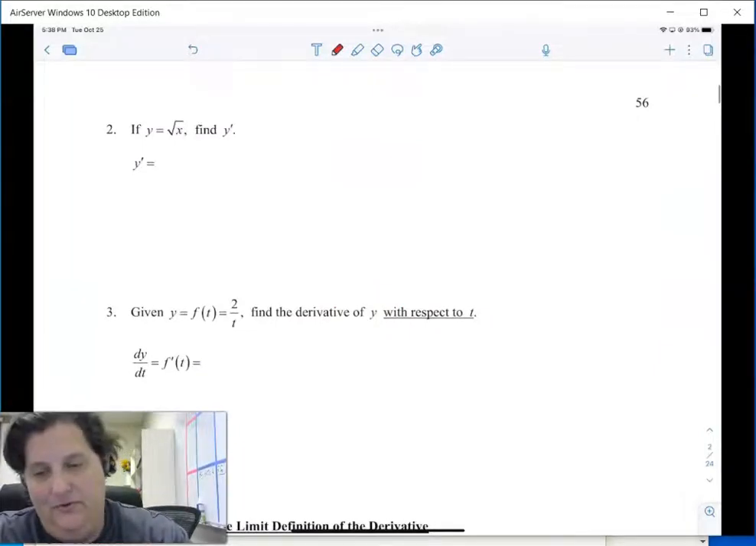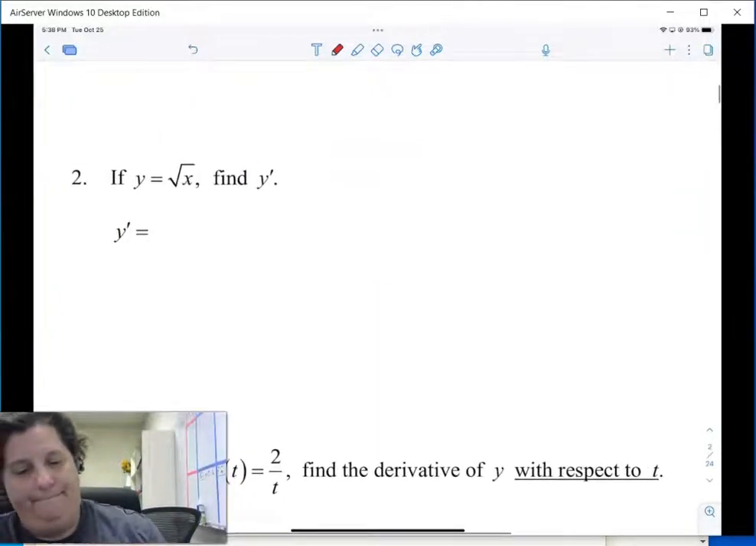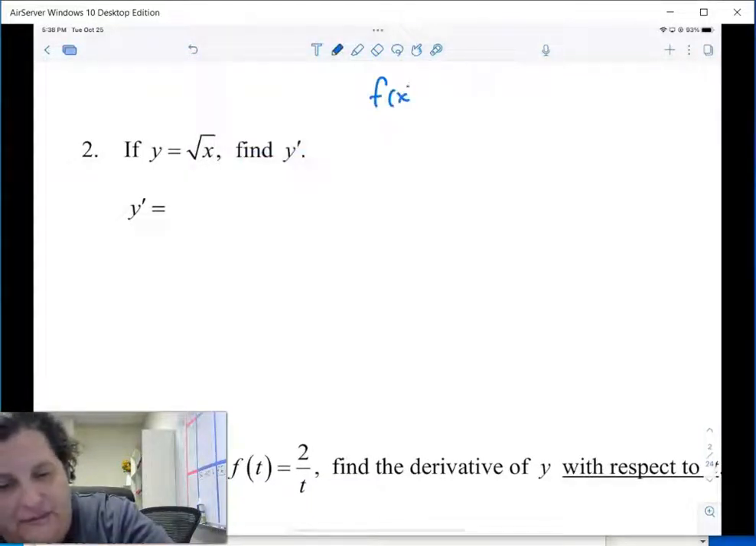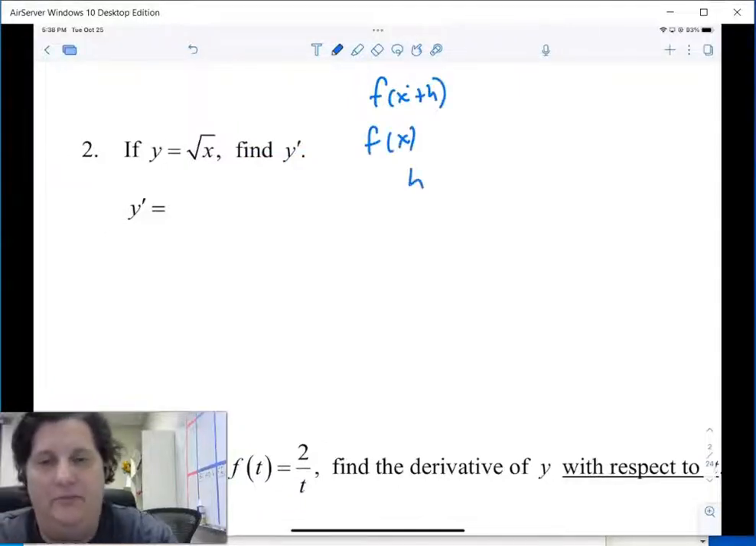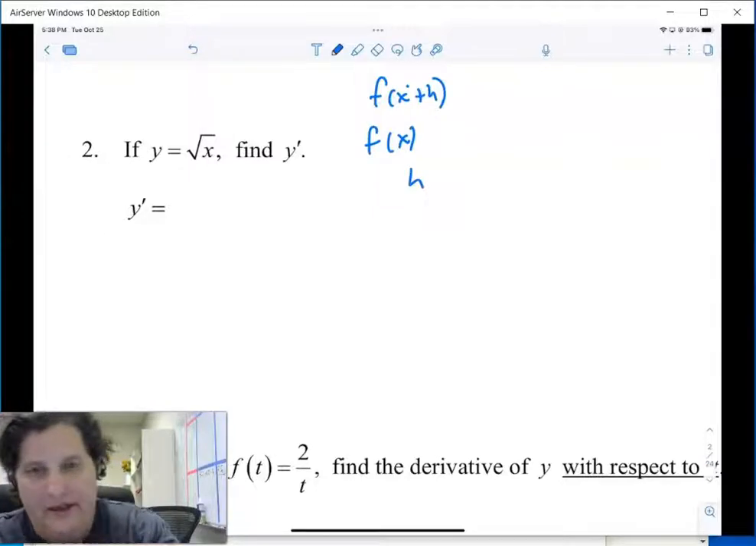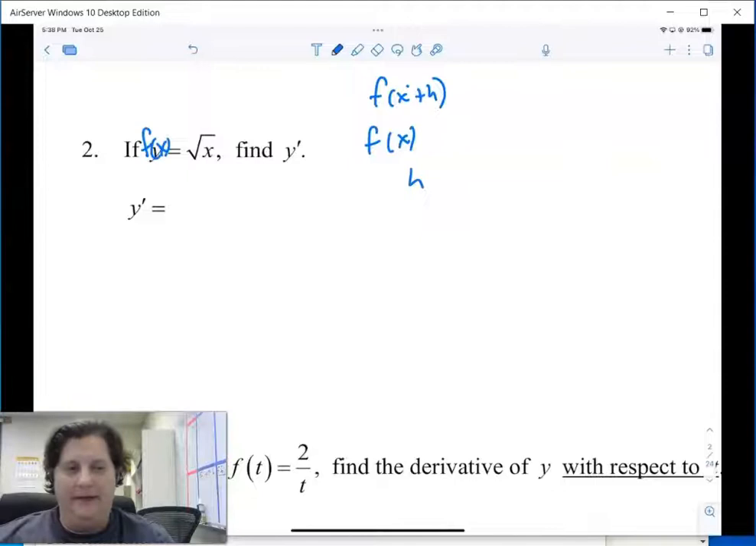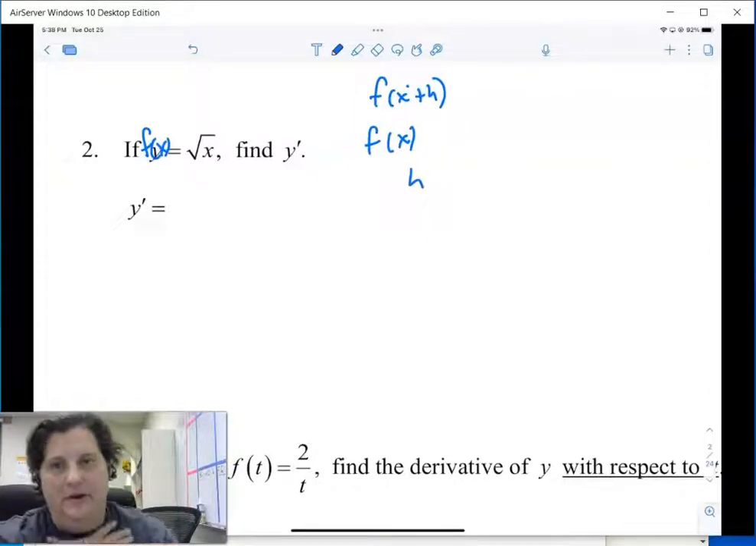Let's go through one more. We'll probably go through 2 more, but here we go. Okay, we need to find f of x plus h. We need to find f of x and h, and then we put them all together, right? Think about this as y and f of x are interchangeable, all right? Okay, so here we go.